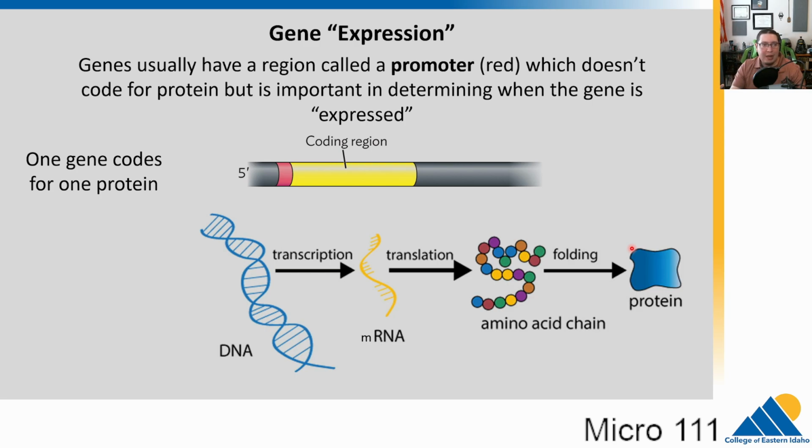This is going to happen at different times under different scenarios. A bacteria moves to a new environment and there is the sugar lactose there, right? The bacteria is only going to make the genes to break down lactose when lactose is present. So that's an example of gene expression right there.